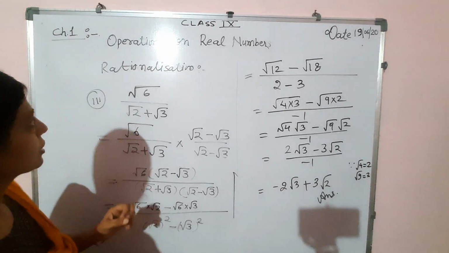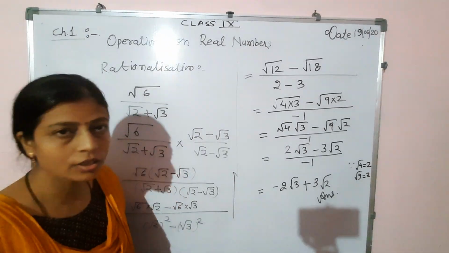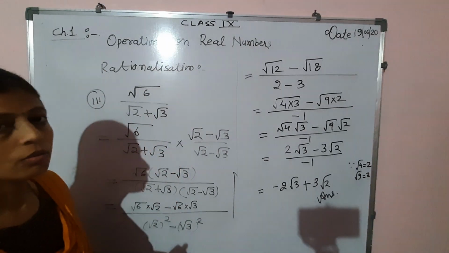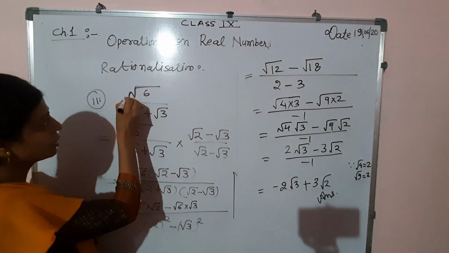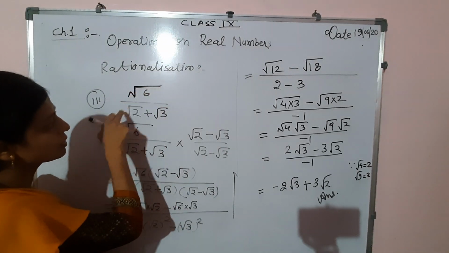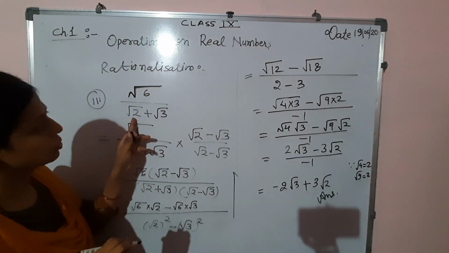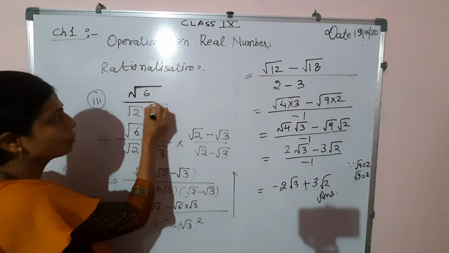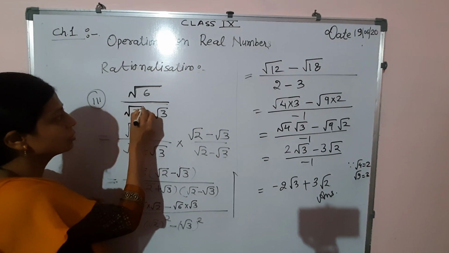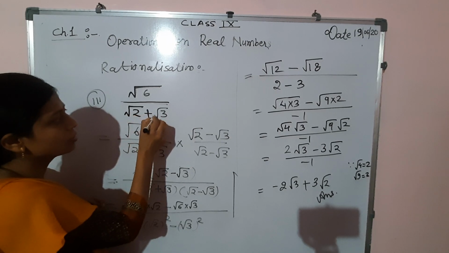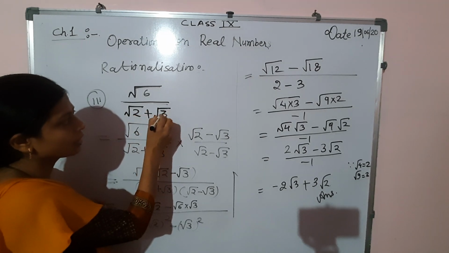So good morning students, this is the topic rationalization. In topic rationalization, what is rationalization? Here one number is given, root 6 upon root 2 plus root 3, and the denominator of this number, root 2 plus root 3, is an irrational number.